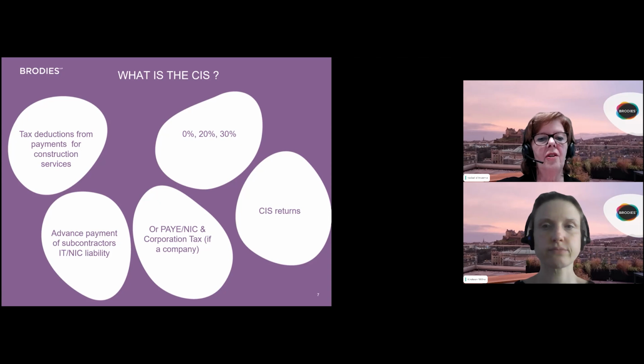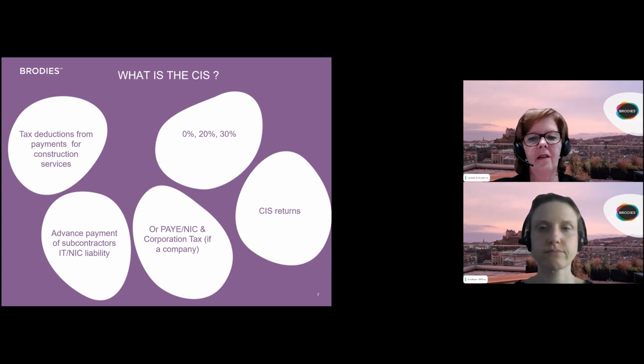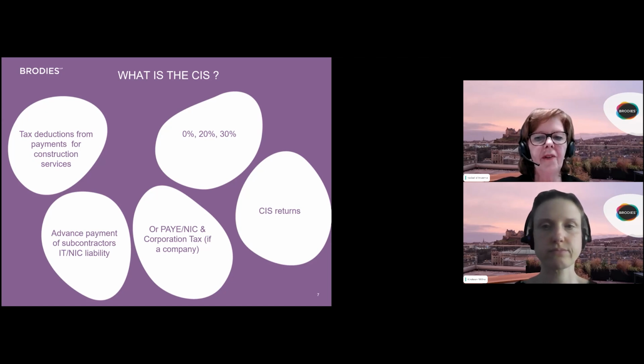And these deductions do count as advance payments of tax liabilities for the people receiving the payments. However, for the person that's making the payments, there is a lot of admin involved. There are lots of returns that have to be completed, and there are procedures that you have to go through to check whether subcontractors are registered or not with HMRC. So there's an awful lot of ways in which you might not exactly follow the CIS rules to the letter, where there is a potential for HMRC to penalise.